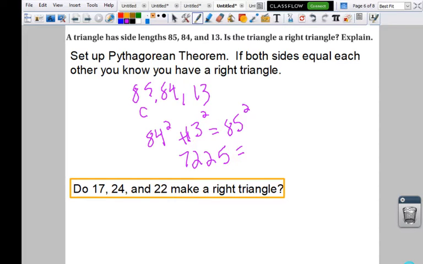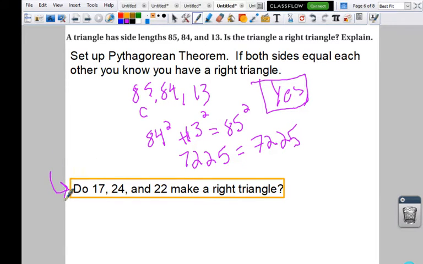Then we go 85 squared. And hey, we get 7225. Yeah, it works on both sides. And because these are both equal, I'm going to say yes, right triangle. Actually, I'm just going to say yes. I'm feeling lazy. Thank you.